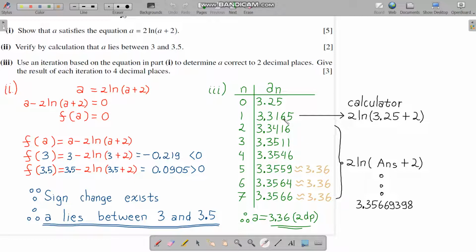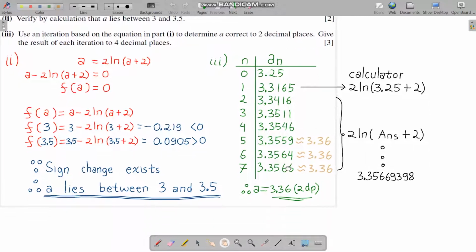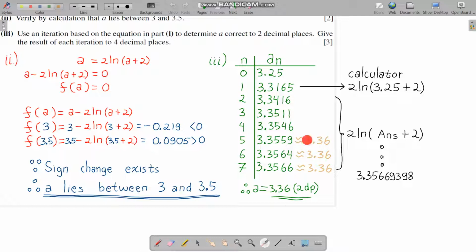So you have to write the values in 4 decimal places. You have to follow the instruction here, in 4 decimal places, round off carefully, and we stop when we have three same values in a row in 2 decimal places, because we only need up to 2 decimal places. 3.36, therefore the answer is 3.36. You can stop writing the iteration here.